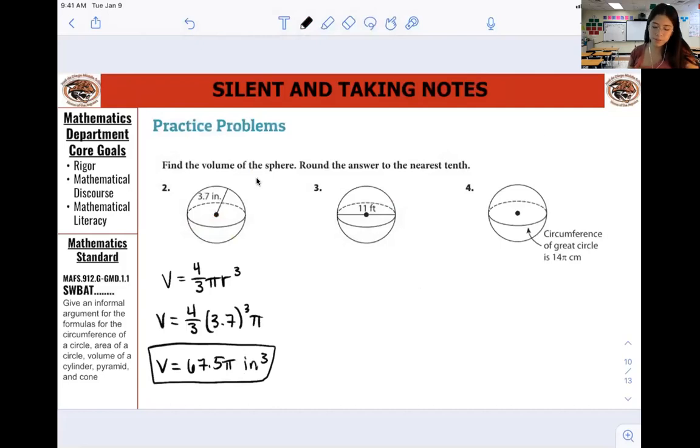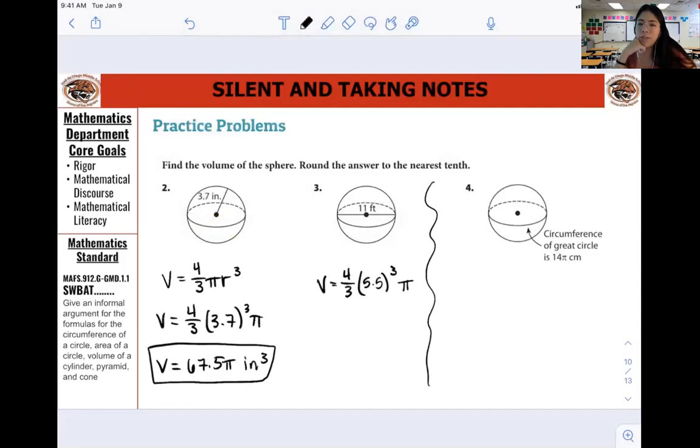Number 3, another easy one, but what do you have to do real quick before you actually do it? Yeah. What would the radius be? 5.5. So I'm gonna write this out, but I'm not gonna do it yet because I want to look at number 4 as well. In number 4, I don't know the radius, but I know the circumference. How do you get the radius if you are given the circumference?